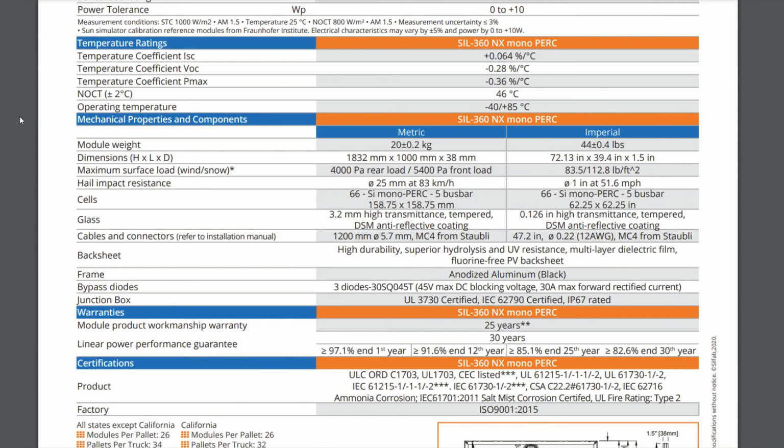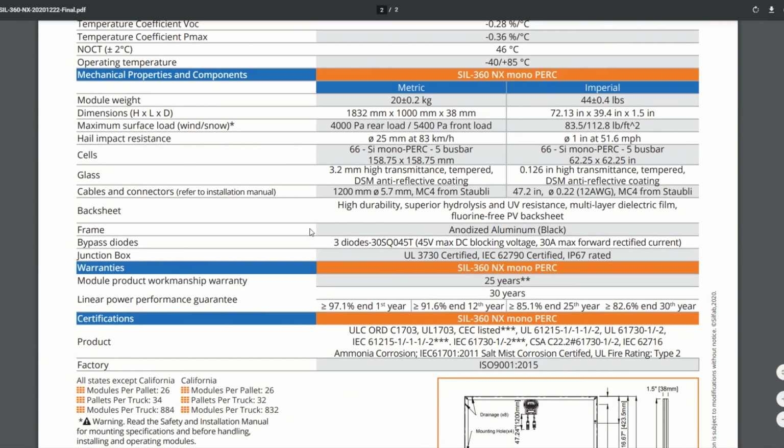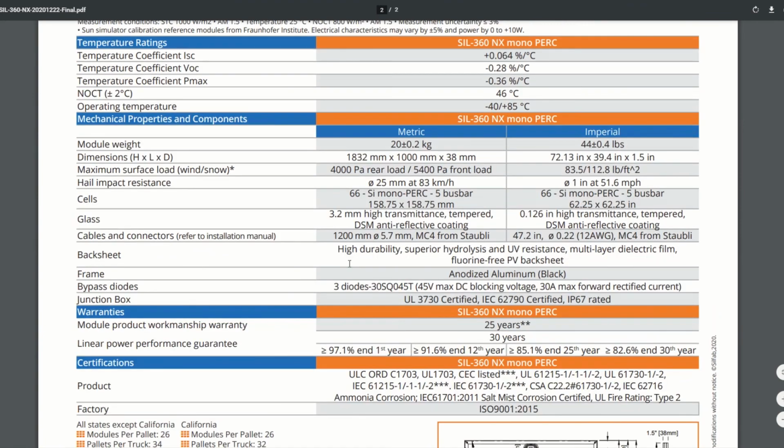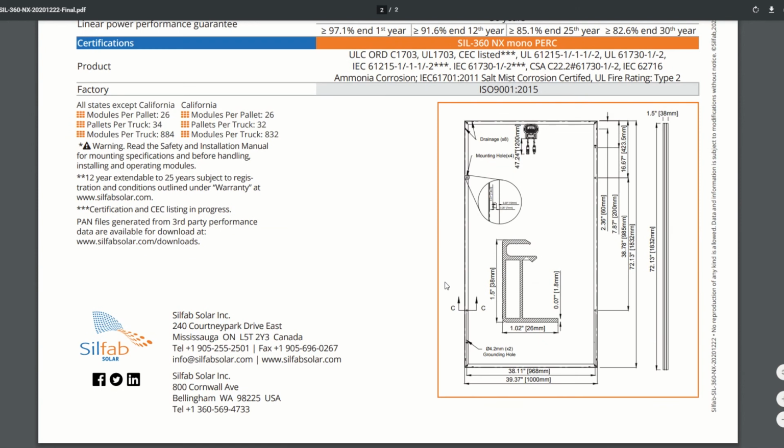And while we're here, we also have the weight and dimensions. Dimensions will be important if you have space limitations where you want to mount your PV modules. There is also the type of modules, some other information here, and warranty. Typically you'll see a picture too of dimensions so you can see what the module looks like.